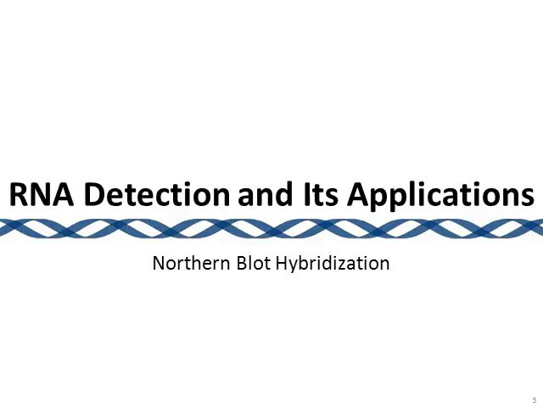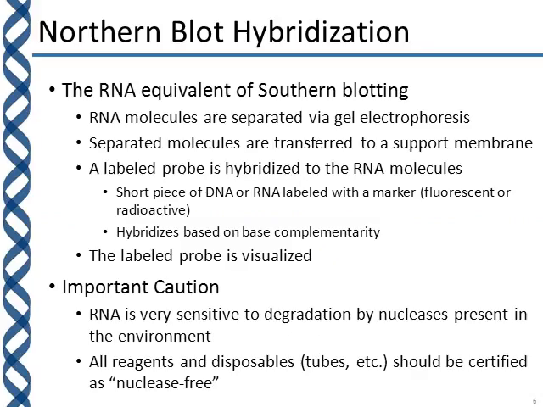So the first technique that we'll look at is northern blot hybridization. Northern blot hybridization is the RNA equivalent of southern blotting. RNA molecules are separated via gel electrophoresis. The separated molecules are transferred to a support membrane. A labeled probe is hybridized to the RNA molecules.